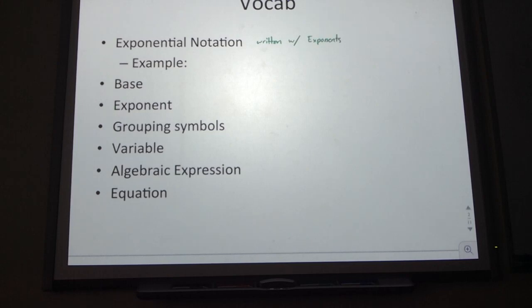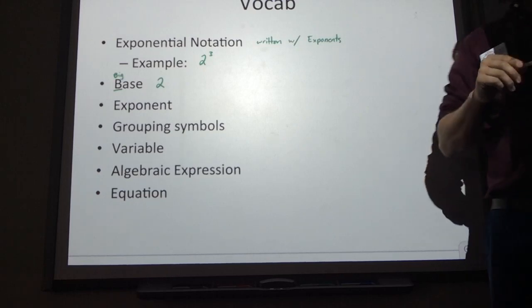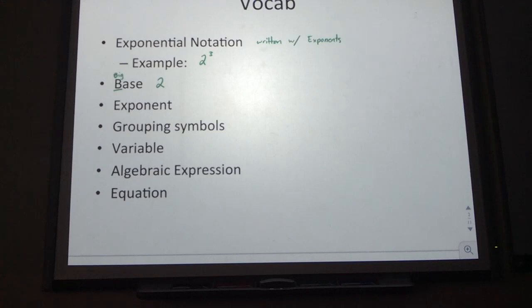Okay, the example that I'm going to give you is 2 to the third. Okay, what is the base of that example? 2. It is the big number. Base is big, or the bottom. Okay, the lower part of that number is the base. The exponent is the 3. Exponent is the small number.